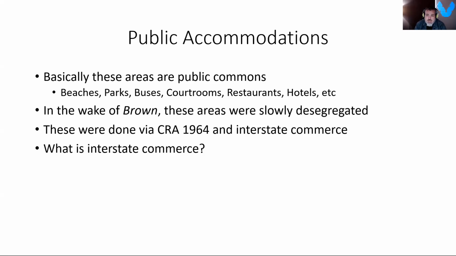So for example, hotels, as we'll see in the next case, Heart of Atlanta, individuals travel to hotels. Hotels are part of the flow of commerce, the commerce itself being the individuals moving. Restaurants, to the same function, provide food to individuals who are moving or individuals who are eating at home, same with buses, parks, and so on and so forth. And so in this regard, the federal government is reaching down to these public accommodations and arguing that since we have the authority to regulate interstate commerce, we can also regulate the practices of businesses that are engaged in the action or in the chain of commerce.